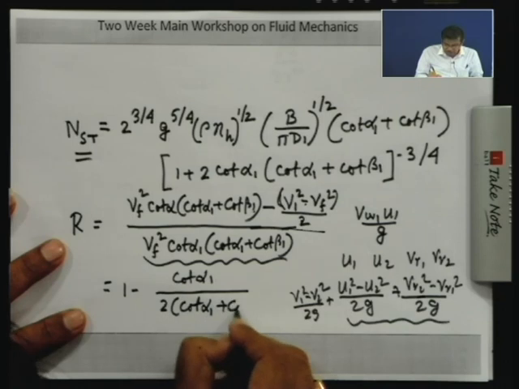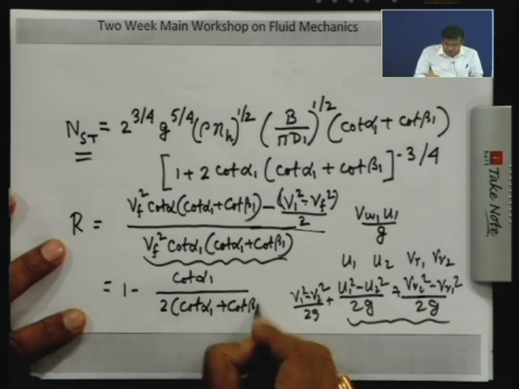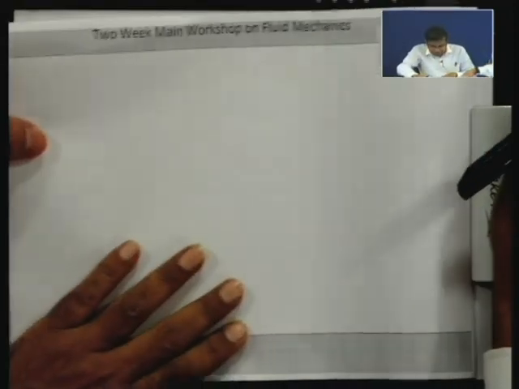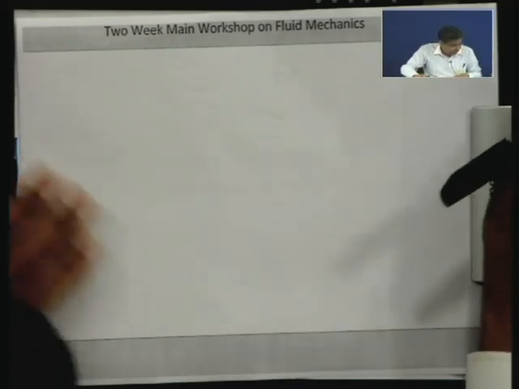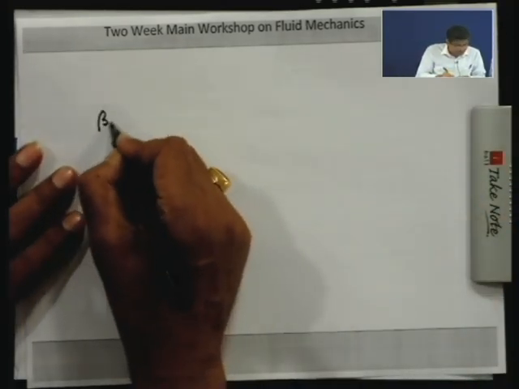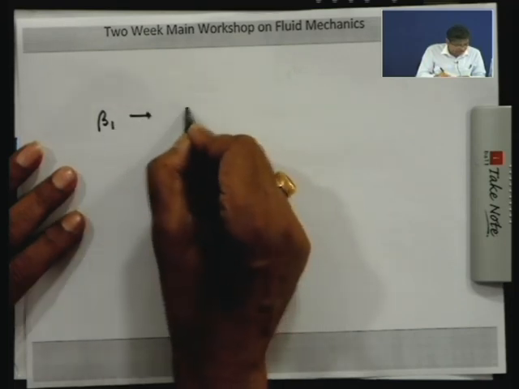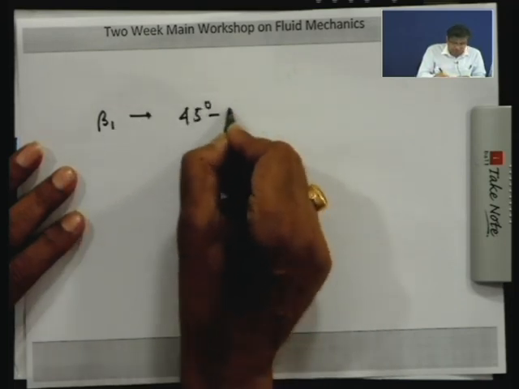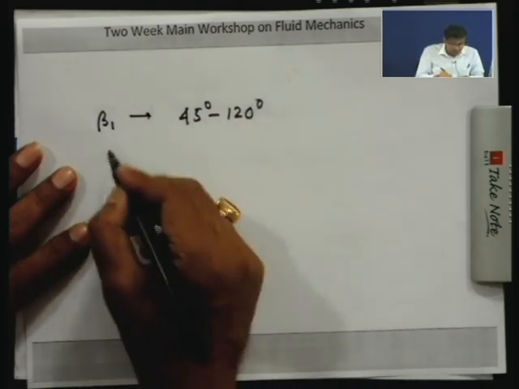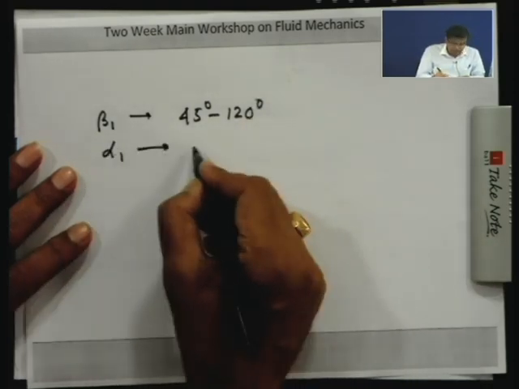These are all trigonometry, not fluid mechanics. Now, I will tell you some typical design values. For the Francis turbine, the value of beta 1, which is very important, usually varies from 45 degree to 120 degree. This is just information, not a concept. The alpha 1 varies from 10 to 40 degree.